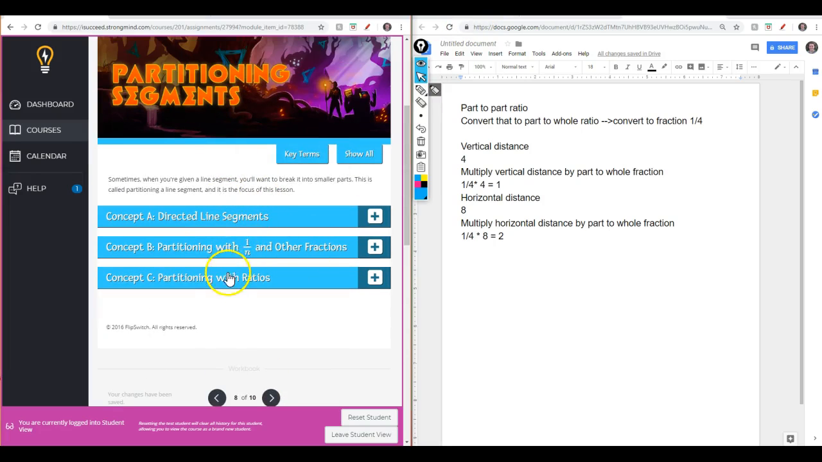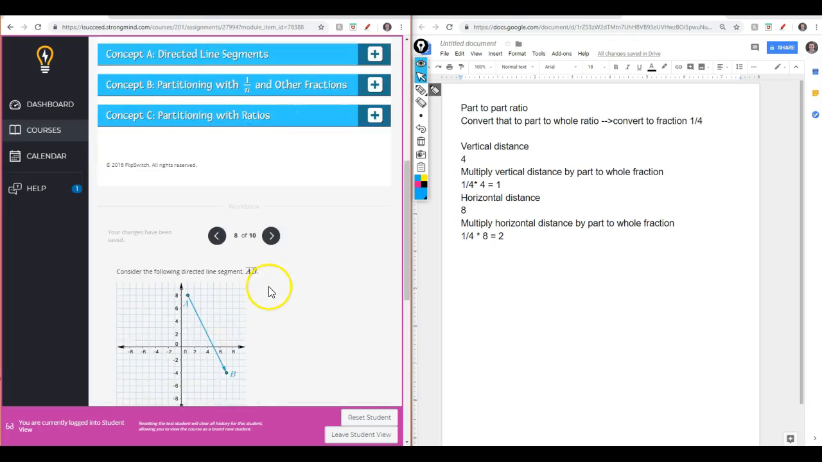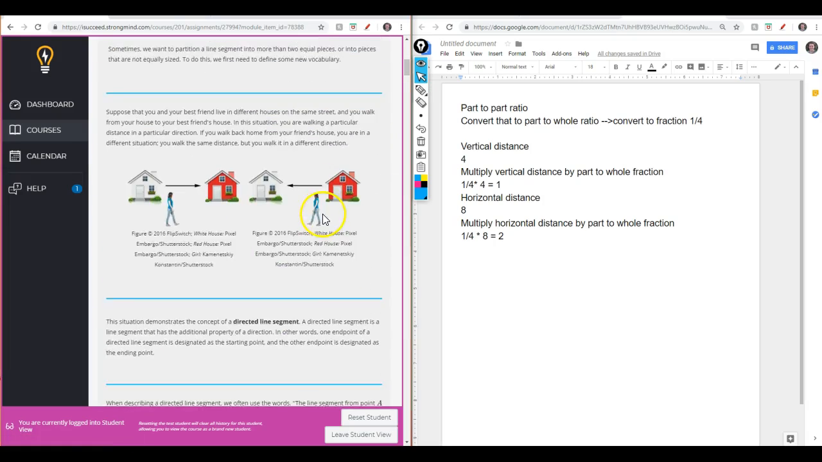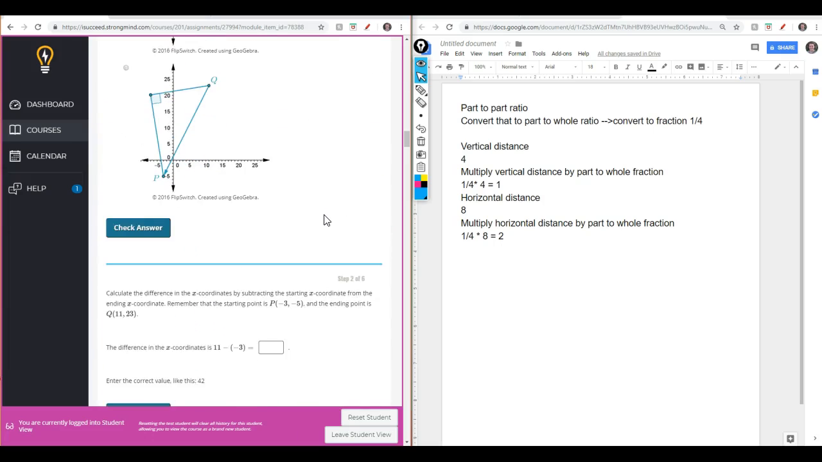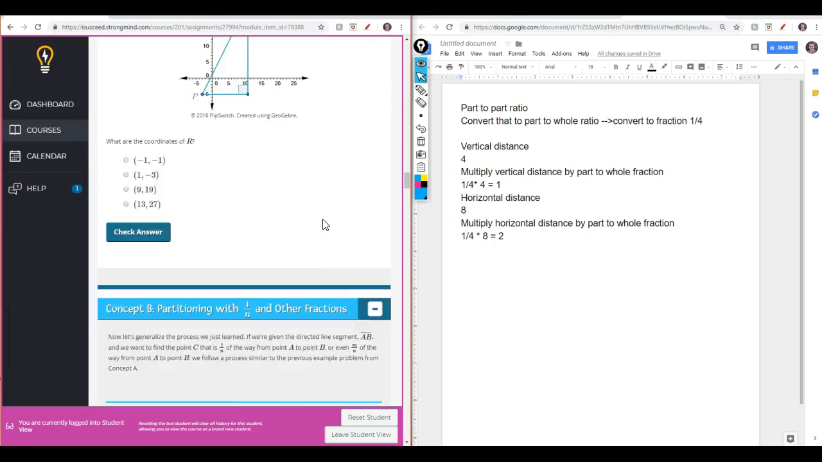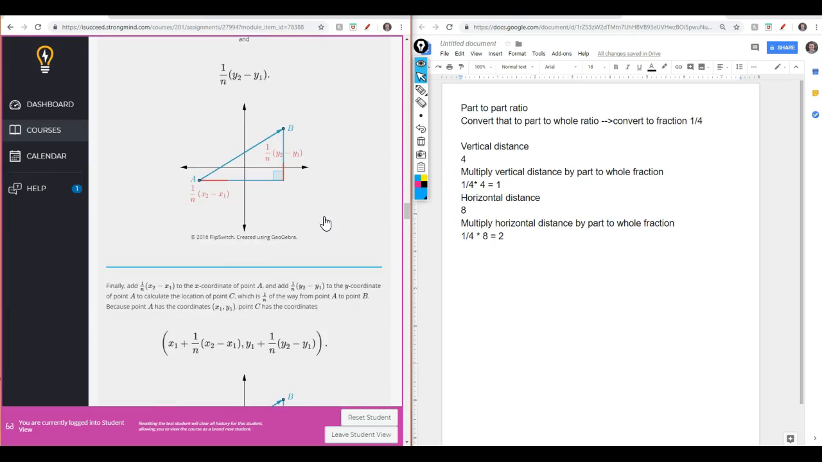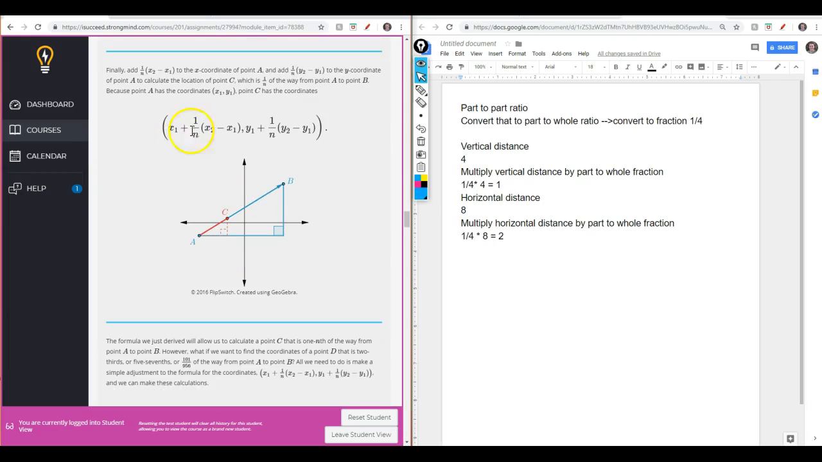Now, if this was me and I didn't really follow what was going on in the lesson with partitioning line segments, I would just scan through here for the formula. And I'm just scanning again to see if I can find a formula. Okay, this is kind of looking like a formula right there.